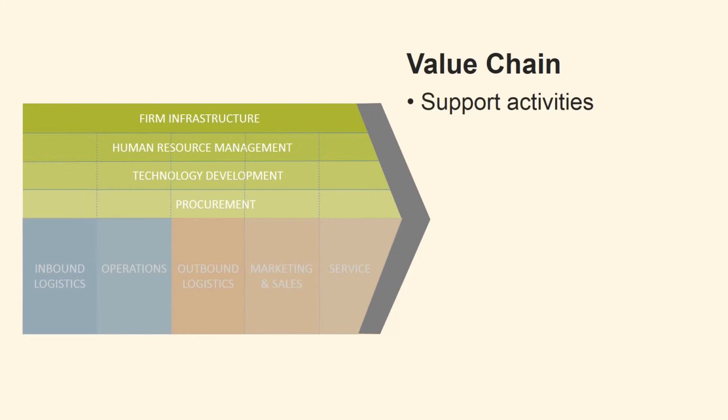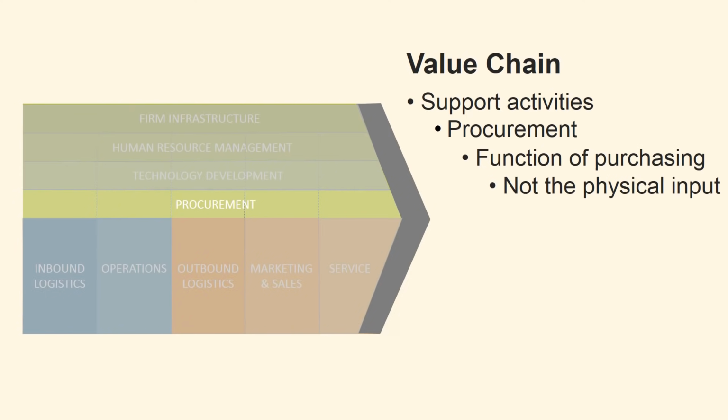Support activities consist of 4 activities, and they are in the upper part of the model. They consist of procurement, technology development, human resource management, and firm infrastructure. Each of these activities may be described as follows. Support activities, procurement, are activities that refer to the function of purchasing, not the physical input. Procurement supports all the primary activities.